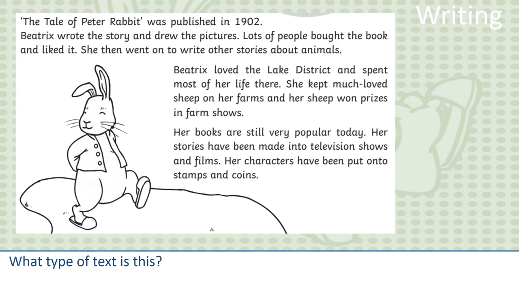The Tale of Peter Rabbit was published in 1902. Beatrix wrote the story and drew the pictures. Lots of people bought the book and liked it. She then went on to write other stories about animals. Beatrix loved the Lake District and spent most of her life there. She kept much-loved sheep on her farms and her sheep won prizes in farm shows. Her books are still very popular today. Her stories have been made into television shows and films. Her characters have been put onto stamps and coins.